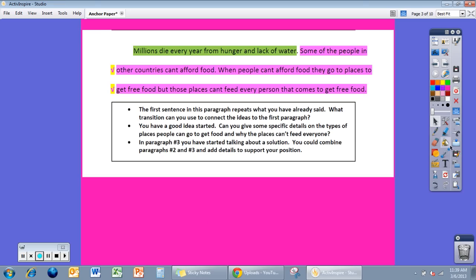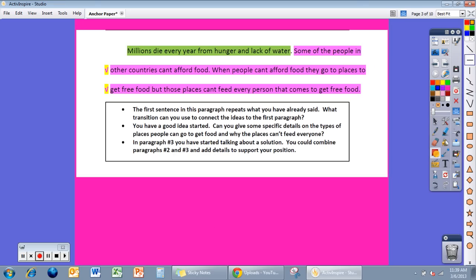Alright, so here is one of the body paragraphs, and let's read it first. "Millions die every year from hunger and lack of water. Some of the people in other countries can't afford food. When people can't afford food, they go to places to get free food, but those places can't feed every person that comes to get free food." Okay, so the first sentence repeats what we've already said, that we already know that people die every year from hunger. You said that in your introduction.